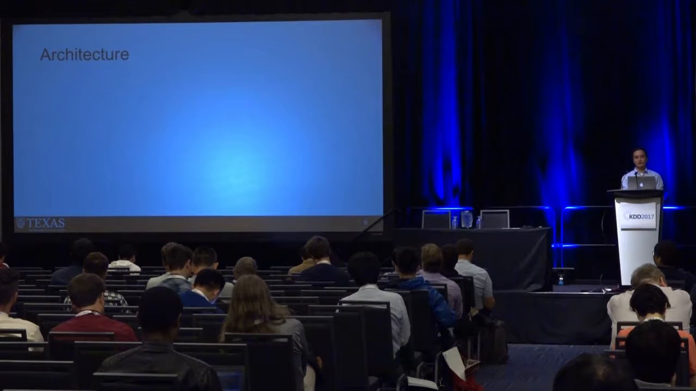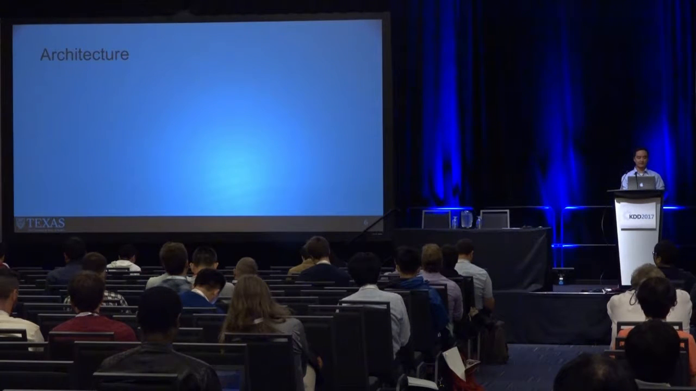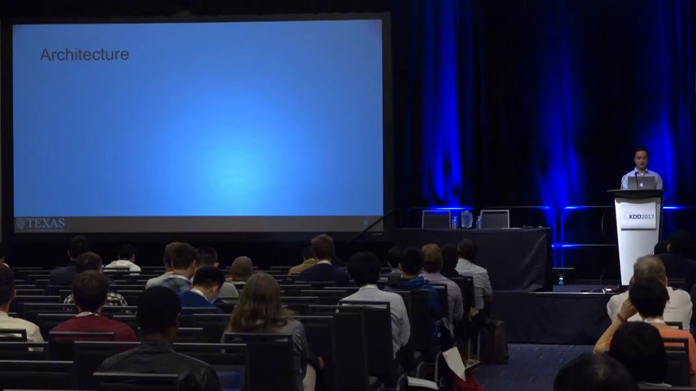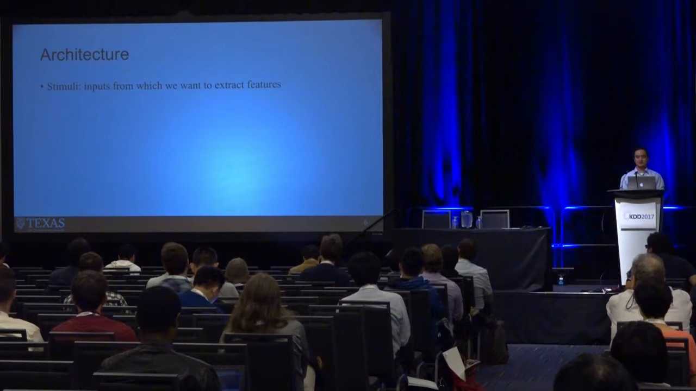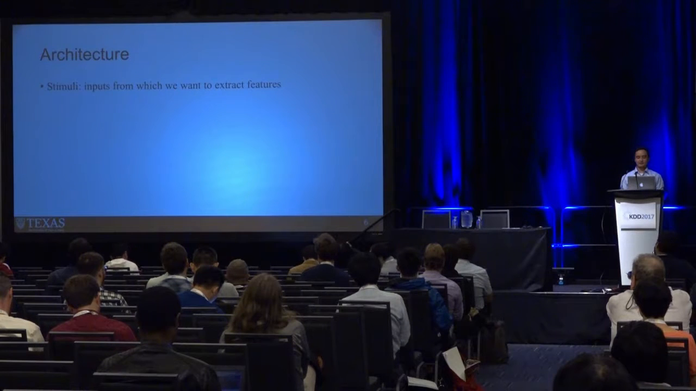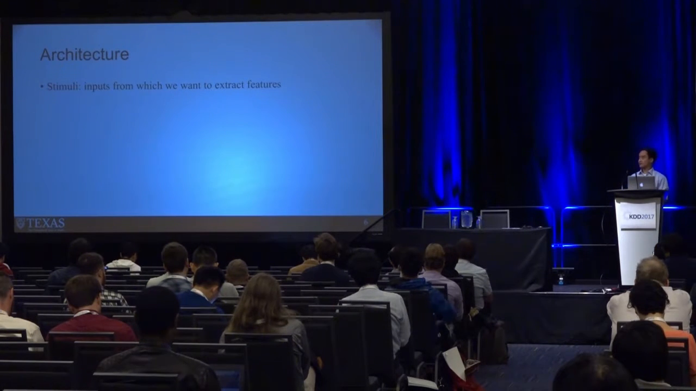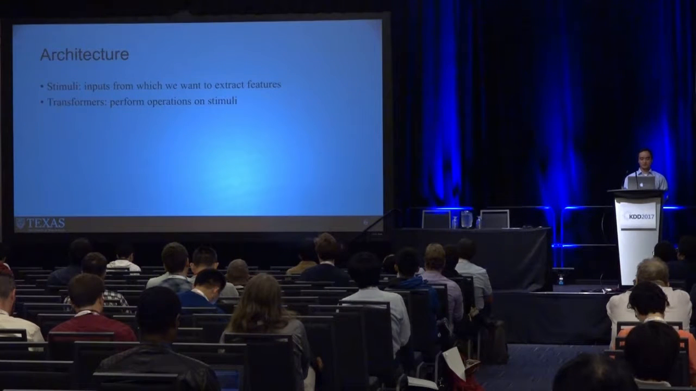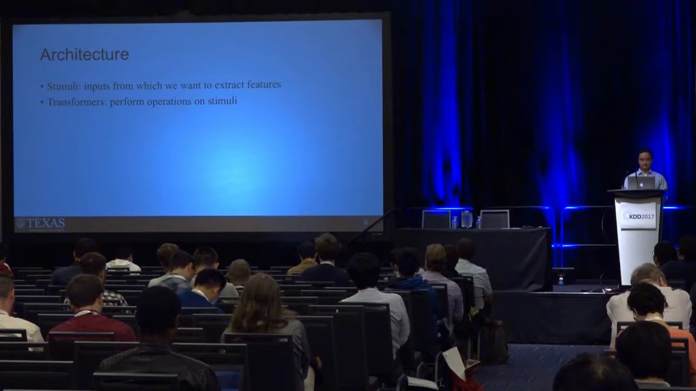Now I'll walk through a simplified version of the architecture for Pliers. There are two central concepts. The first of which is stimuli, which is just any type of data input from which you want to extract features. And secondly, we have transformers, which is anything that performs an operation on some type of stimulus.